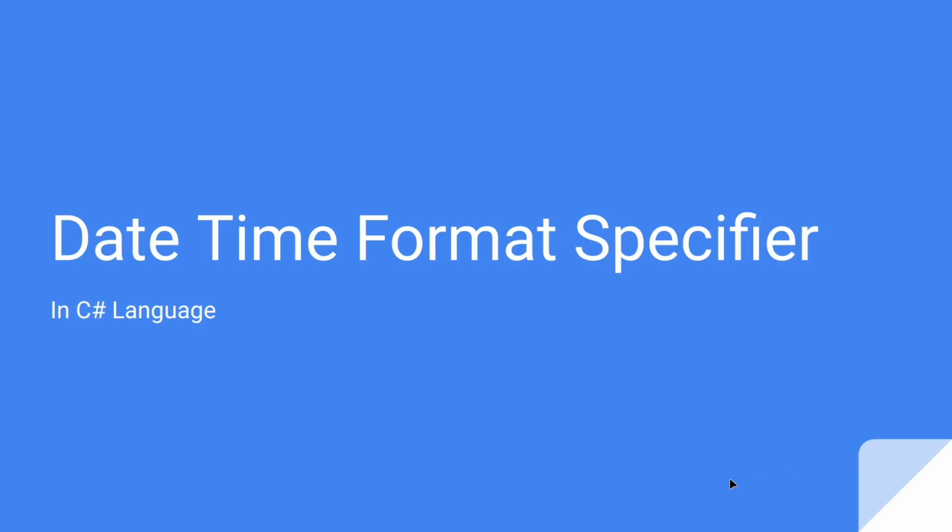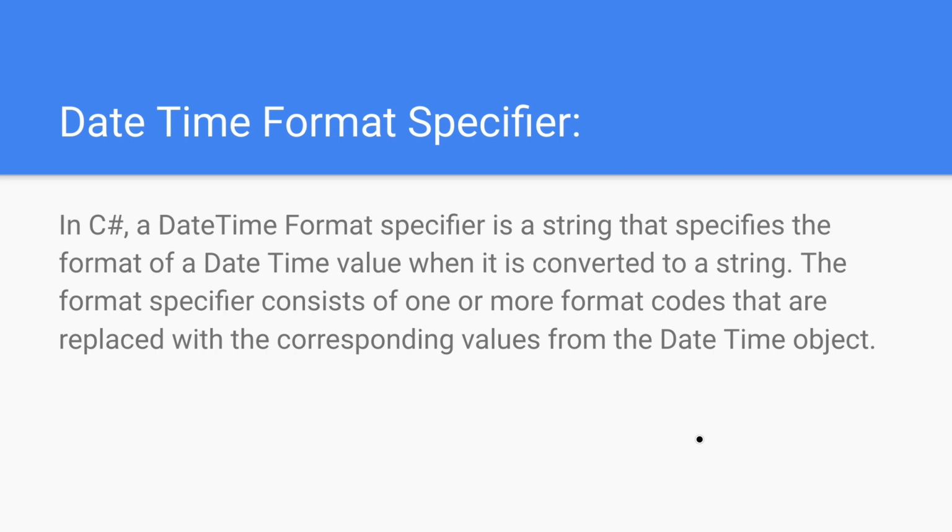Hi, in this video we are going to see what date-time format specifiers are in C# language. So let's get started. In C#, a date-time format specifier is a string that specifies the format of a date-time value when it is converted to a string. The format specifier consists of one or more format codes that are replaced with corresponding values from the date-time object.